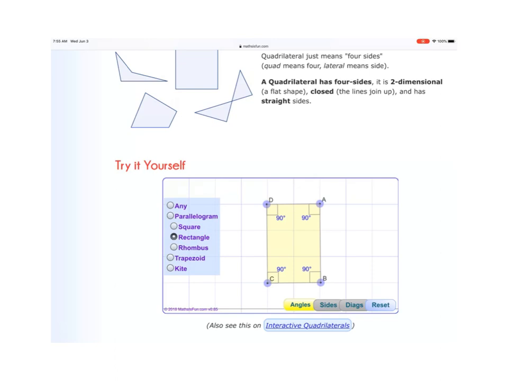So I wanted to show you something else about angles and quadrilaterals. This is a rectangle, and you see each angle is 90 degrees. So if we add them all up, 90 plus 90 plus 90 plus 90, that's 360. So the angles add up to 360 degrees.